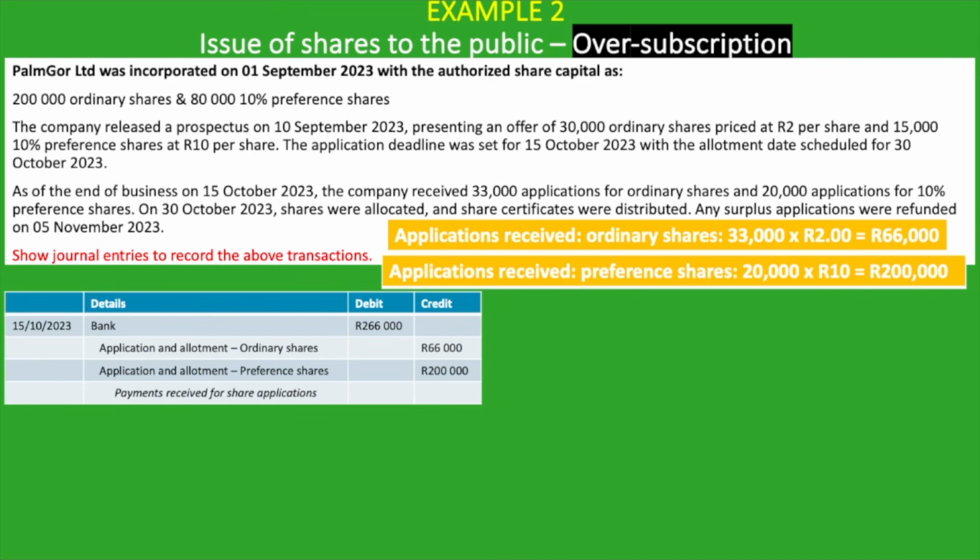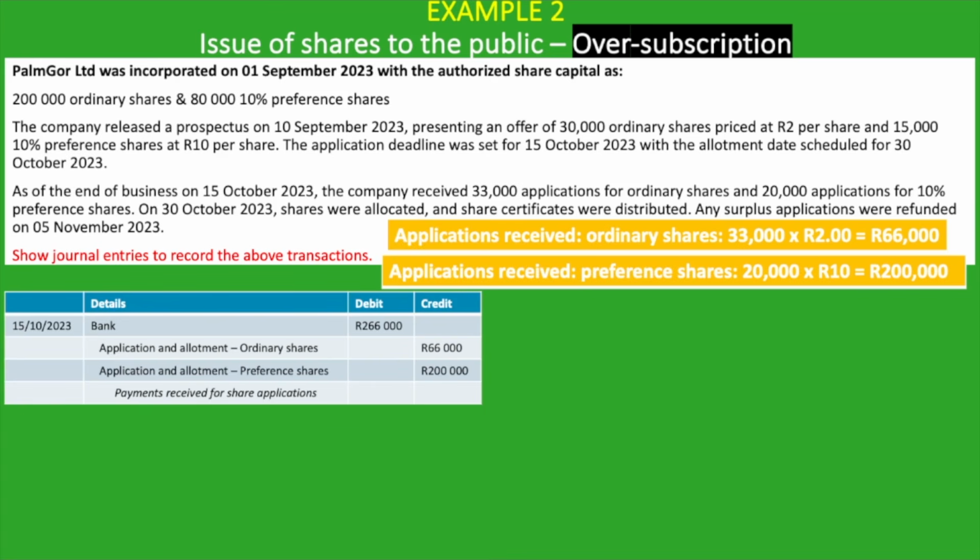We know the events that happened on the 15th of October. That is the date when applications closed, and we did pass our journal entry. When else do we record a journal entry? Well, let's see what other information we're given. We're told that on the 30th of October 2023, shares were allocated and share certificates were distributed. Do we record a journal entry at that point in time? Of course we do. Remember, point number 3, we record the journal entry on the date when allotment is made and the share certificates are issued. So we'll have to record the issue of shares right there.